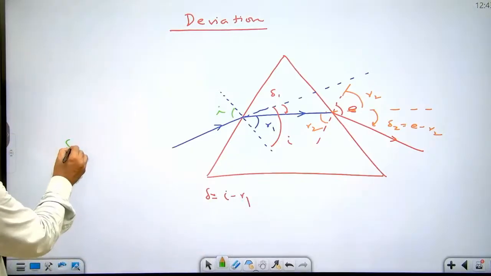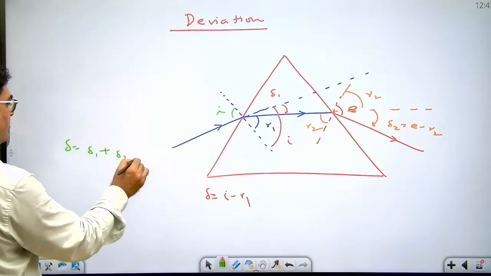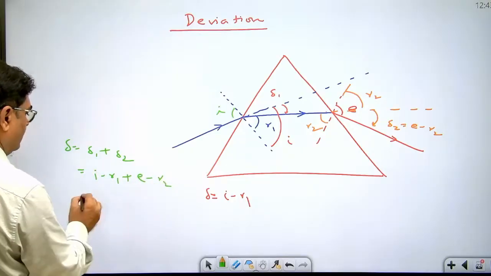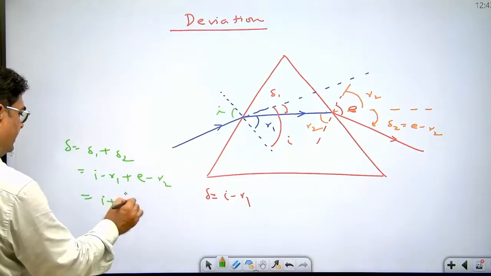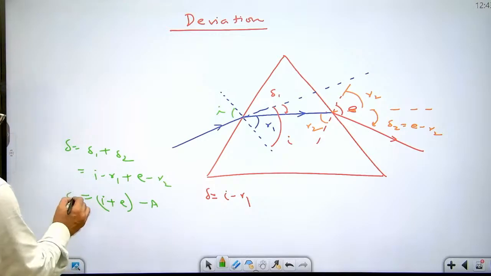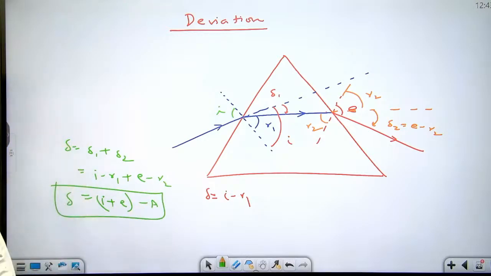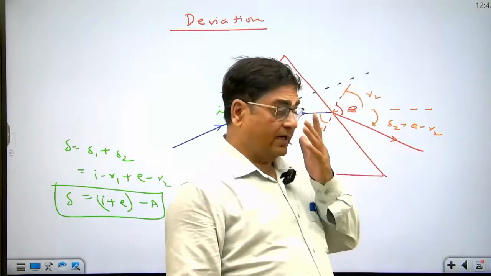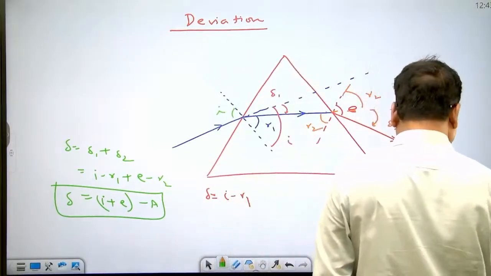So the total deviation, dear student, is delta 1 plus delta 2. This is I minus R1 plus E minus R2. This is equal to I plus E minus A. This is the relation between the angle of deviation and the angle of incidence, okay? Now, dear student, let's see some very important relations.